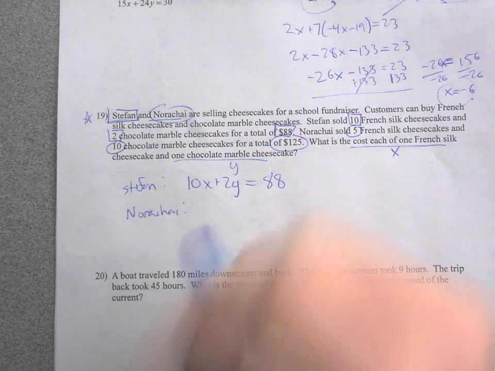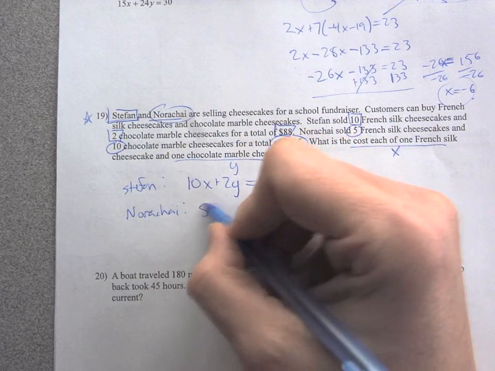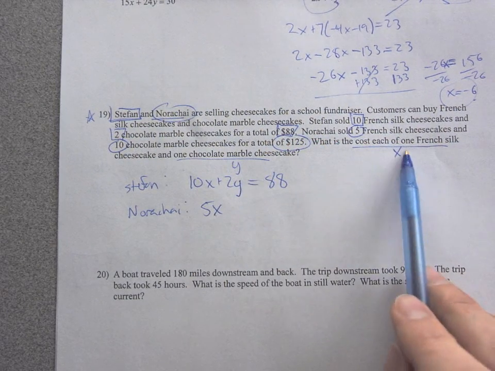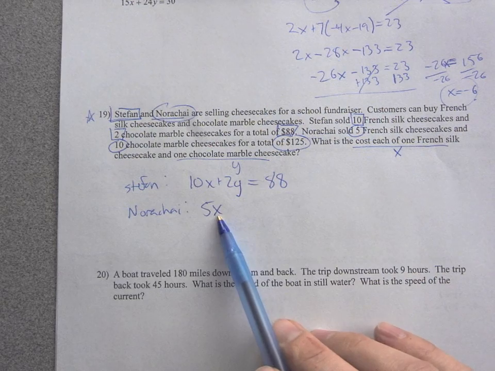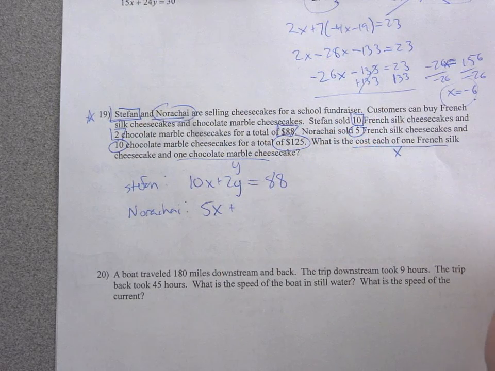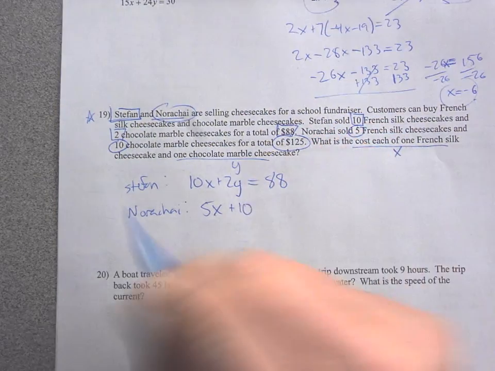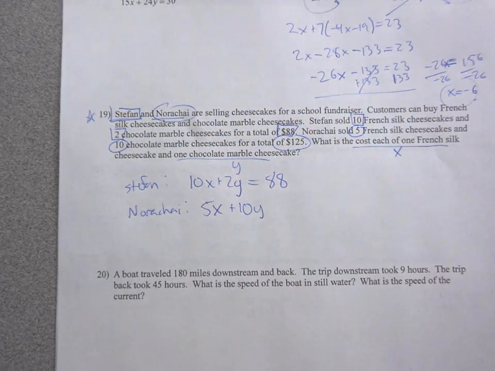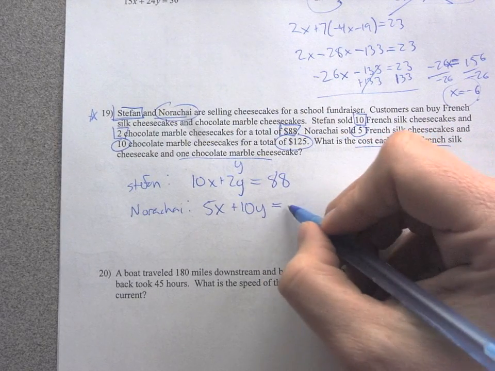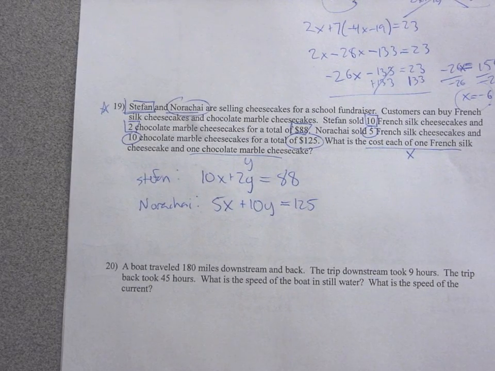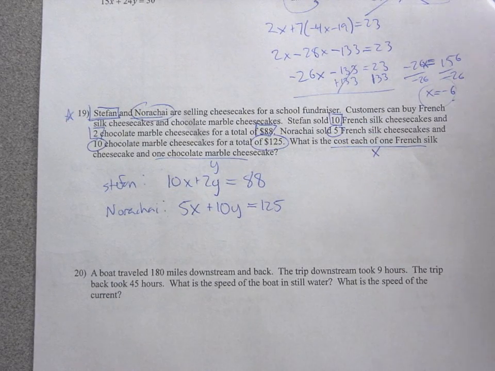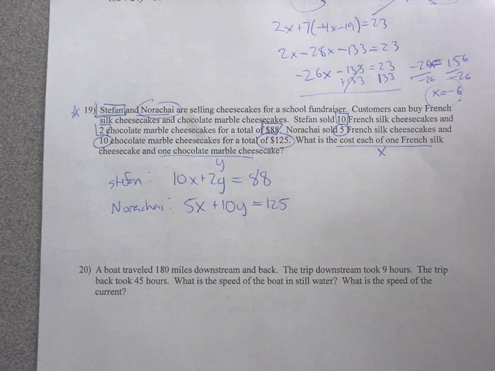That's how much he sold them for. Similar with Norikai, he sold 5 French silk cheesecakes, but I have to multiply those 5 cheesecakes by the cost of each cheesecake, which I don't know. I add that to 10 chocolate marble cheesecakes times their cost, which I also don't know. But when I add those numbers together, I'd get 125. Okay, so you can go ahead and solve this now. Solve it with elimination. That's probably the best way to go. And show your work as you go.